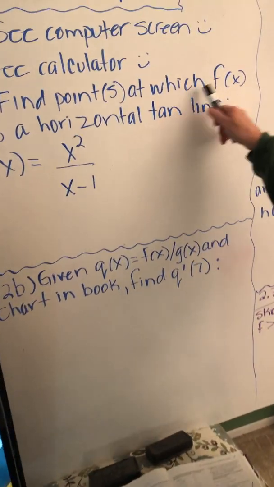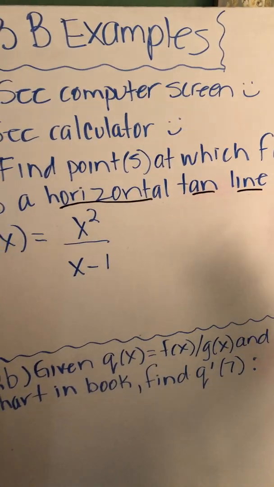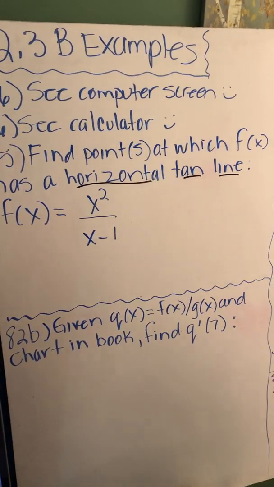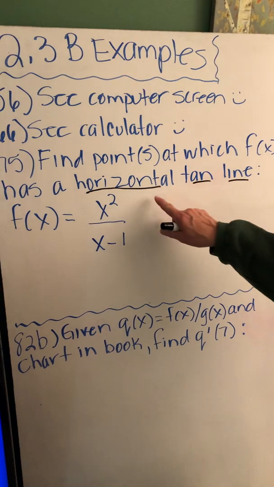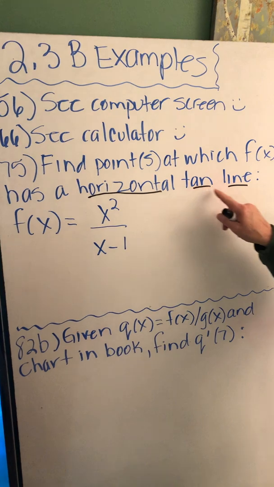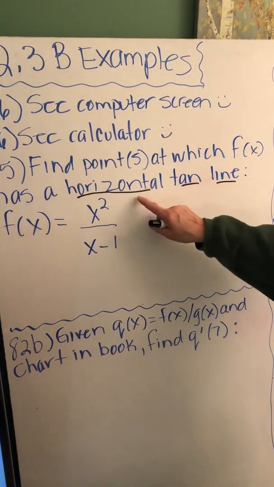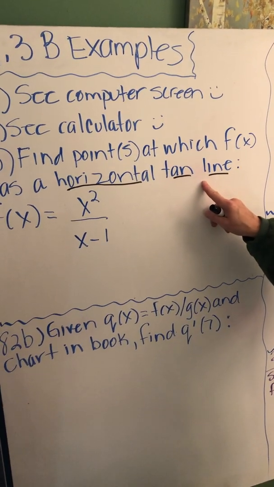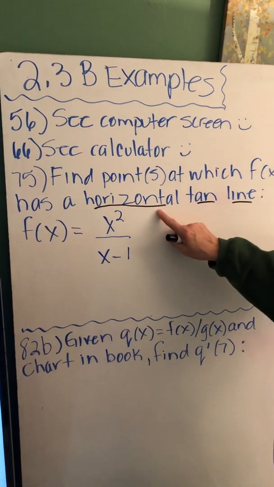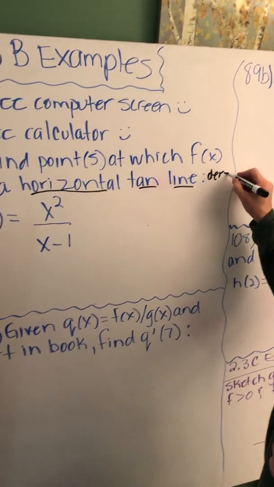Find points at which this function has a horizontal tangent line. When you see those three words, horizontal tangent line, I need you to relate that to what math you have to do. They are talking about the slope, which is 0, of a tangent line, which hits a curve at one point. They're talking about the slope at one point, that is a derivative. Because it's horizontal, they want to know where the derivative is 0. That's the math we're going to do. We want to know where the derivative is 0.